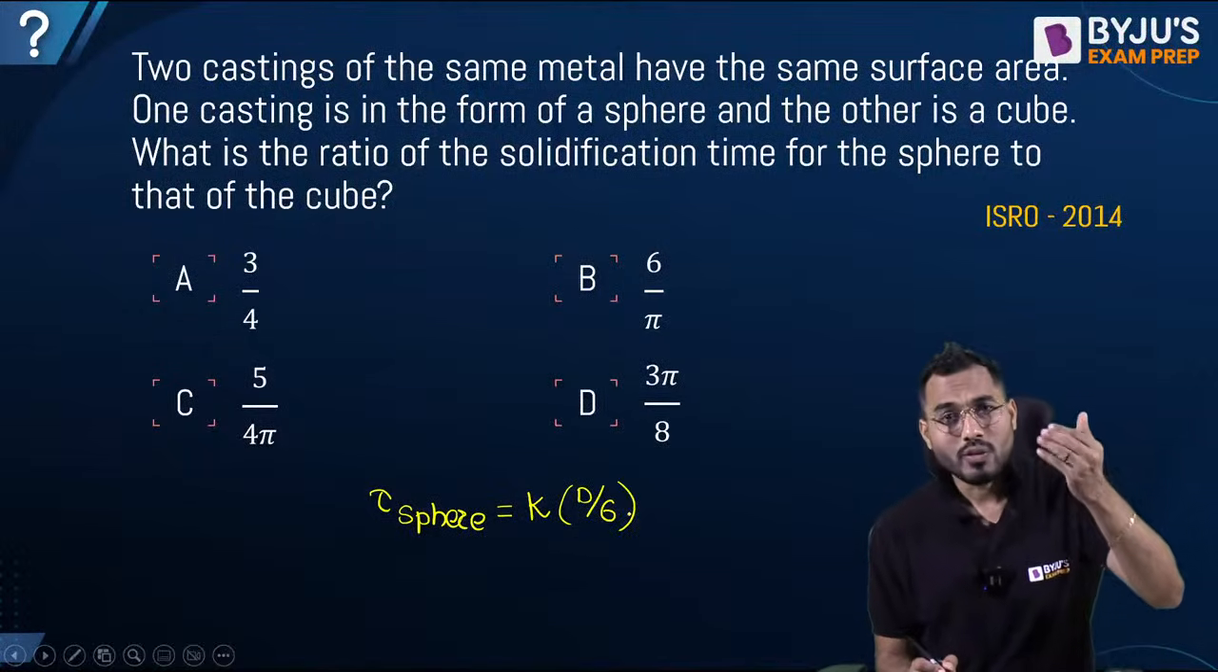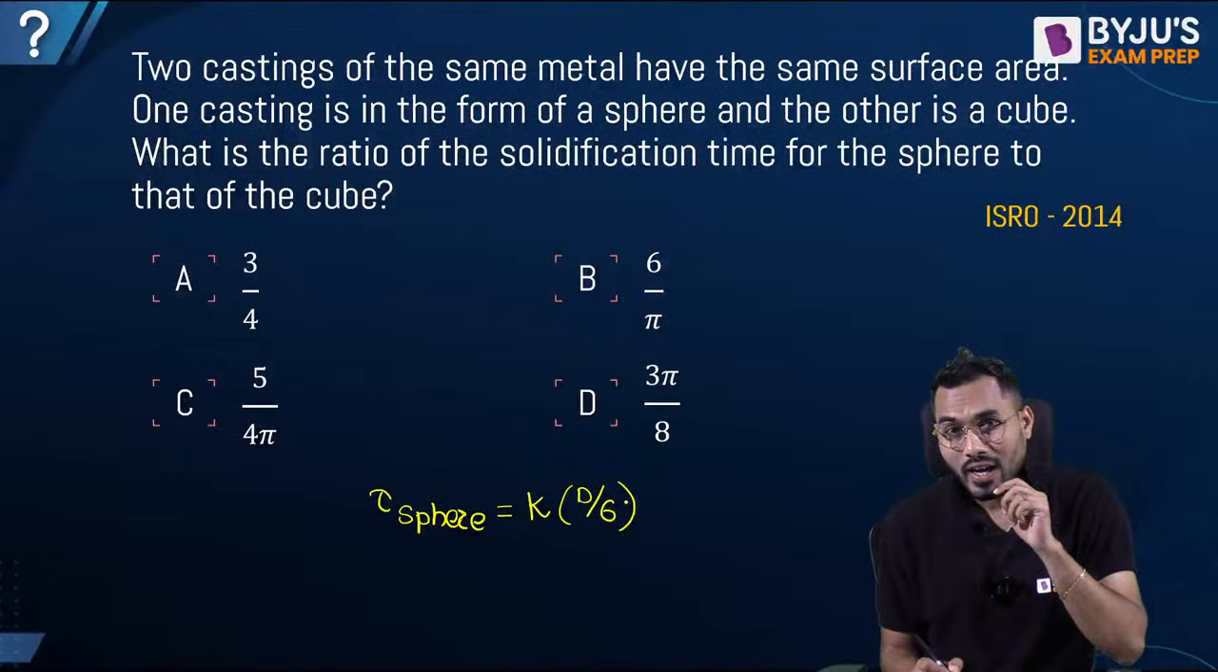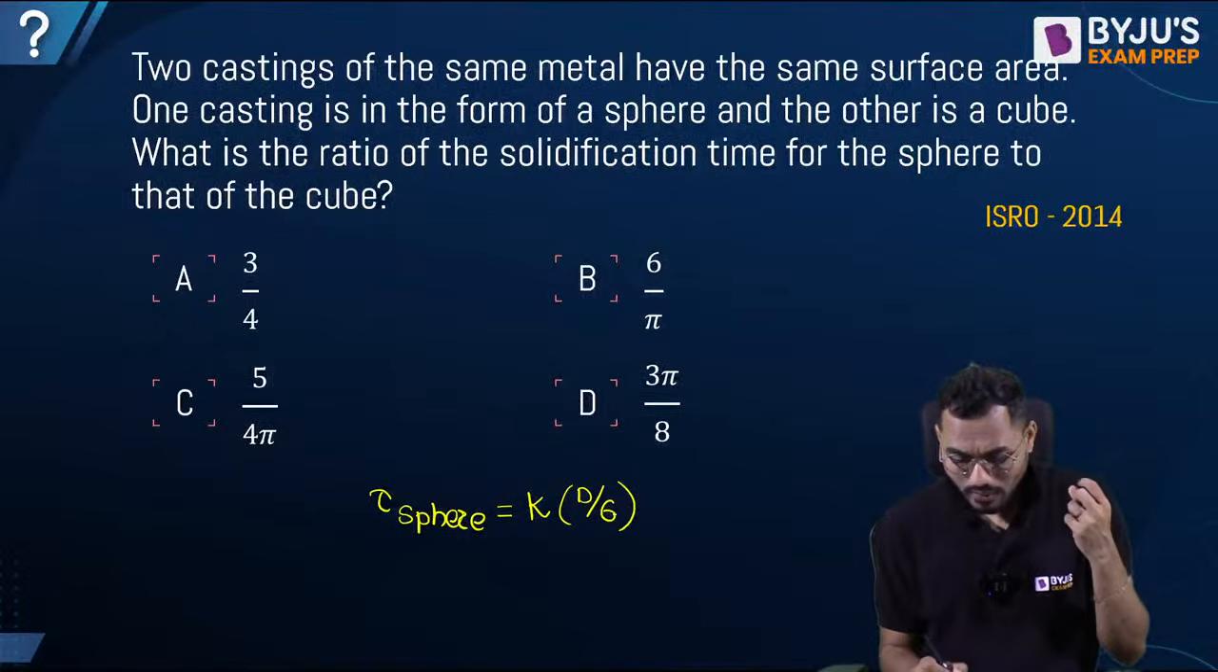Right, d by 6. We know that volume by surface area. What is the volume of a sphere? 4 by 3 pi r cube. And what is the surface area? 4 pi r square. Right, fine. You can convert it to diameter, so it is d by 6.